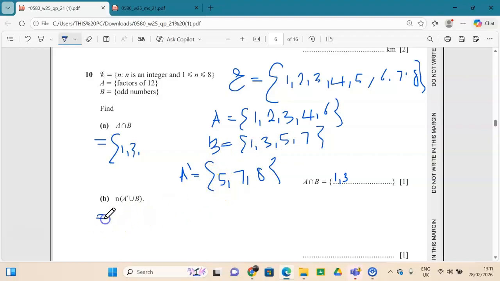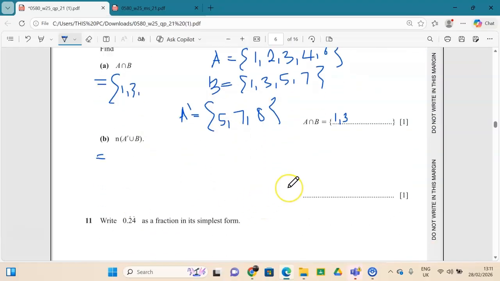But I'm not going to repeat any element. So I can start with the smallest, which is 1. If I write 1, there is 1 there. The next is 3. The next is 5. Remember there is 5 here, there is 5. I don't need to repeat it. The next is 7. There is 7 in both, so I'll just pick 1. And there is 8 here, and I'm just going to write 8. That will be what I'm looking for.